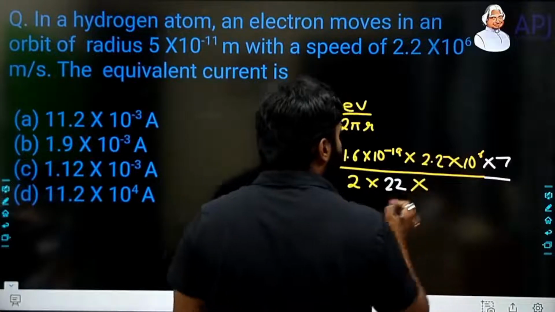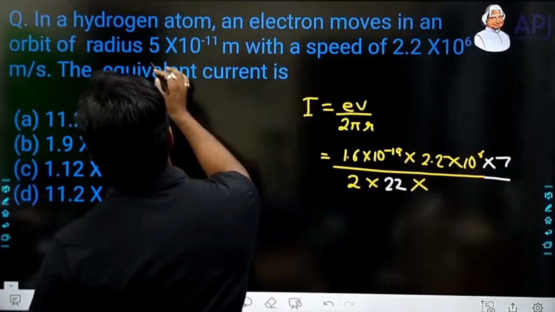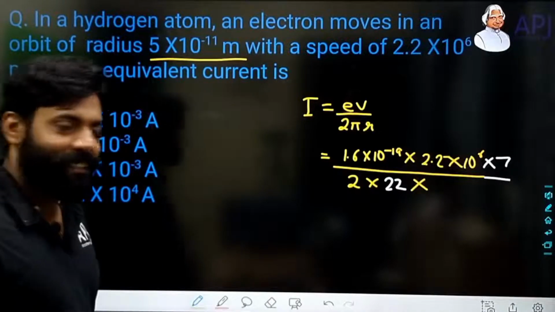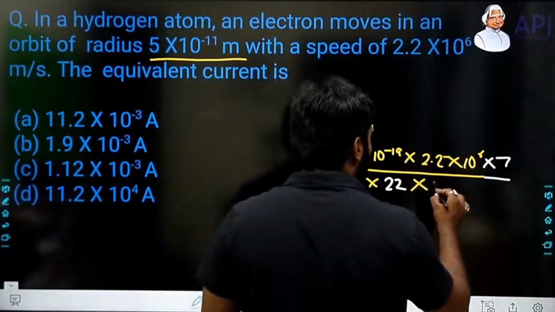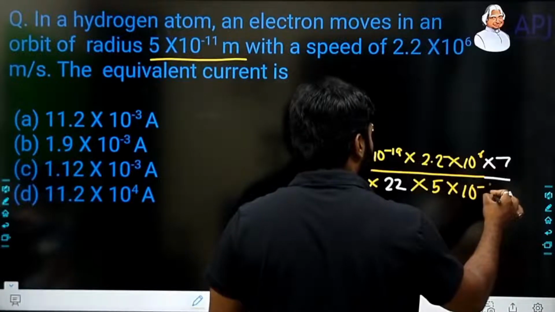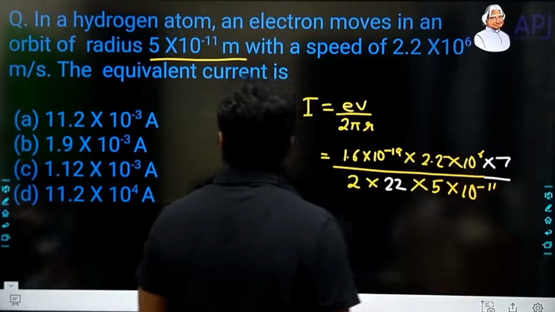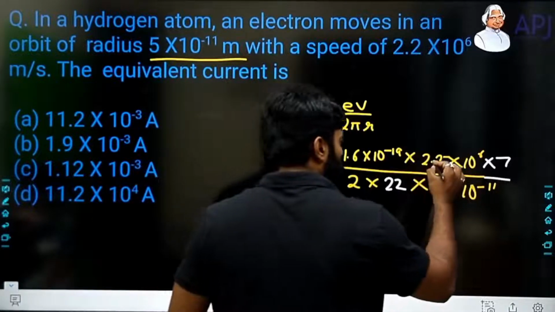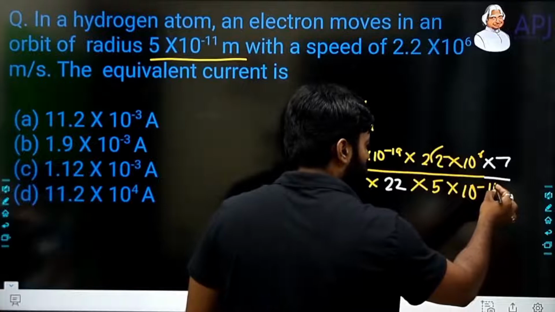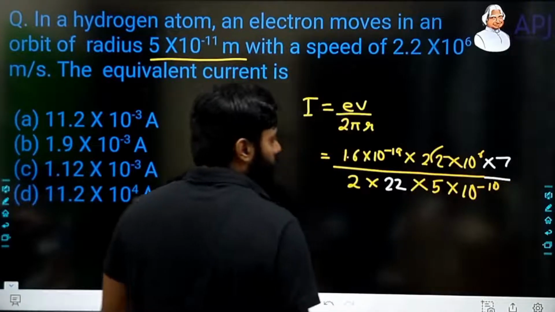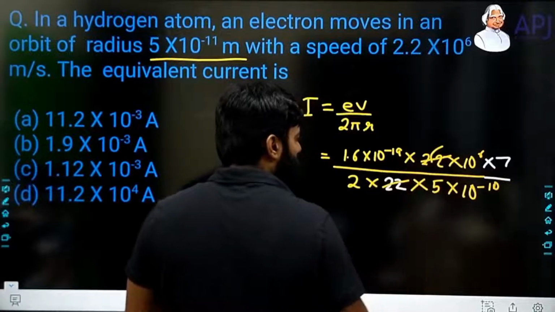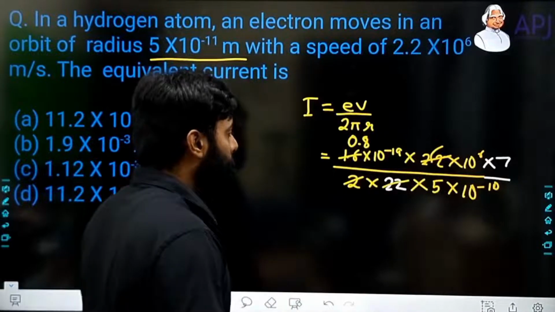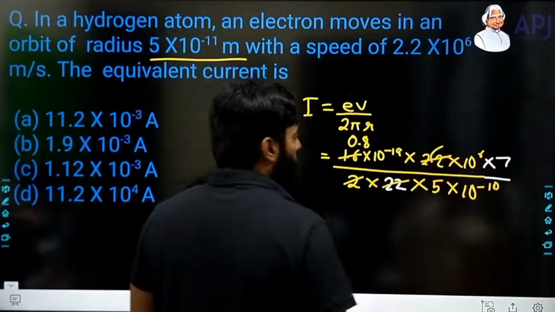And the value of r is given to us in meters. So they are very good, they are giving us the value in meters. So we do not have to change this thing. So this is 10 to the power of minus 11, right? Now, this will be done by this. ये कट गया, ये कट गया.